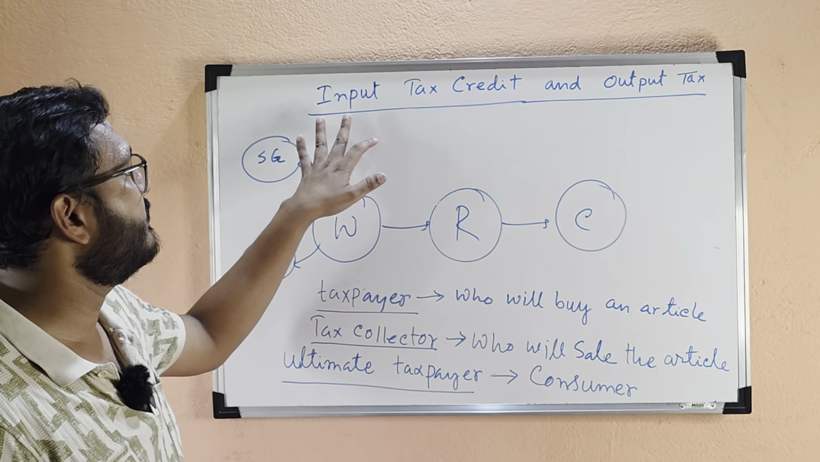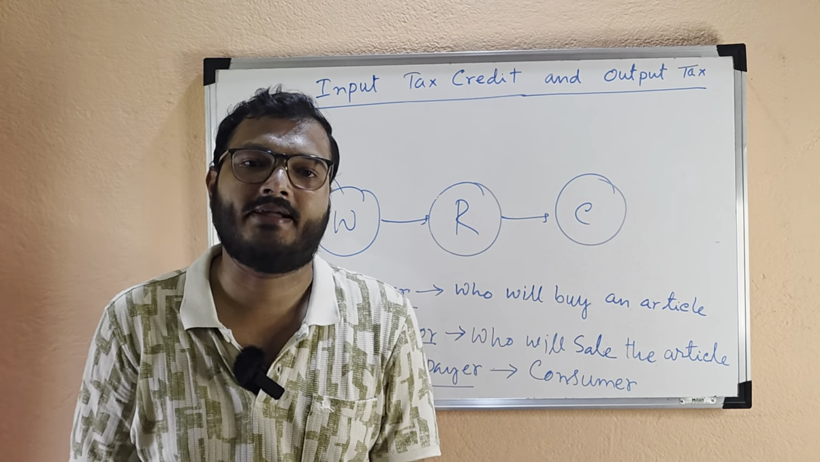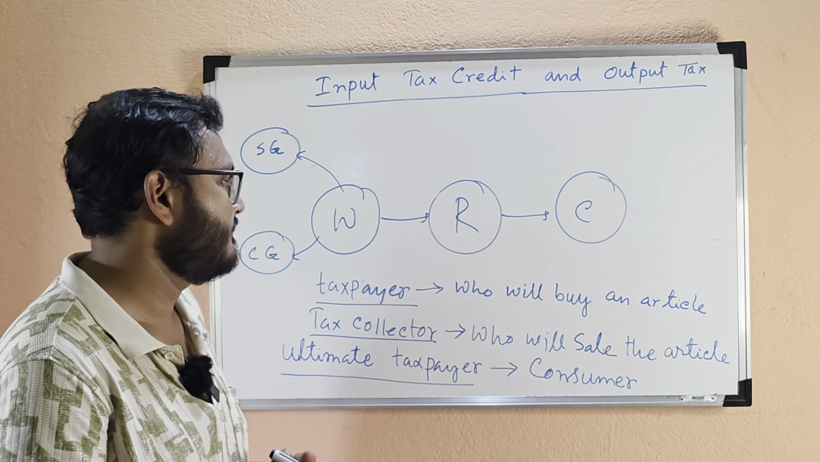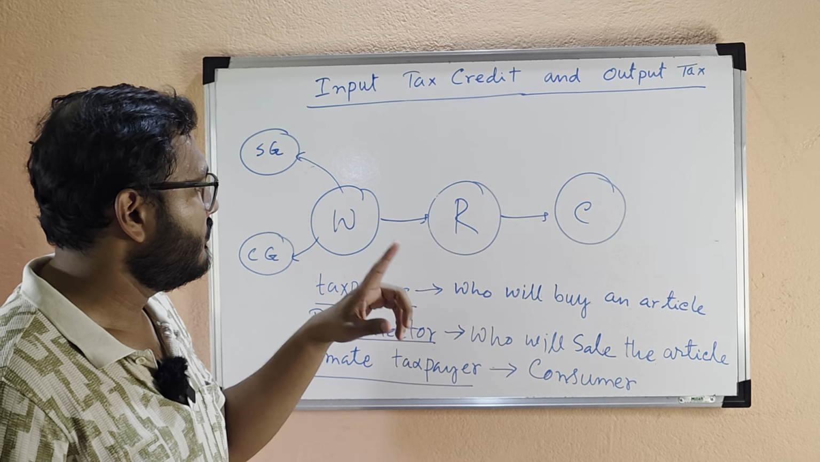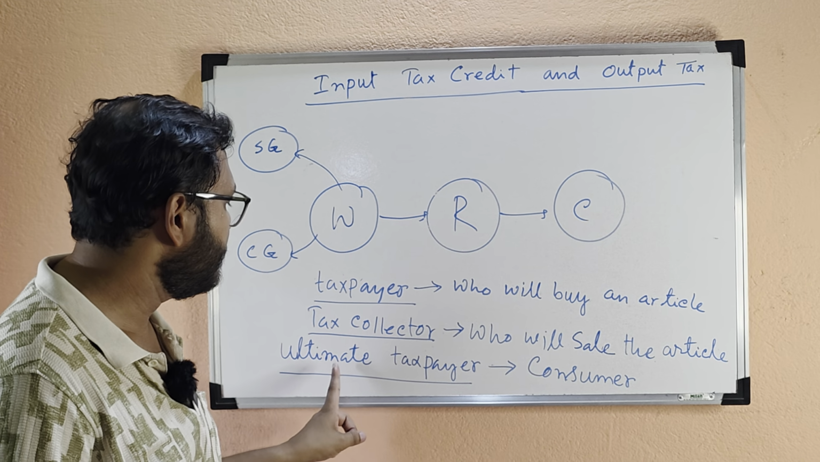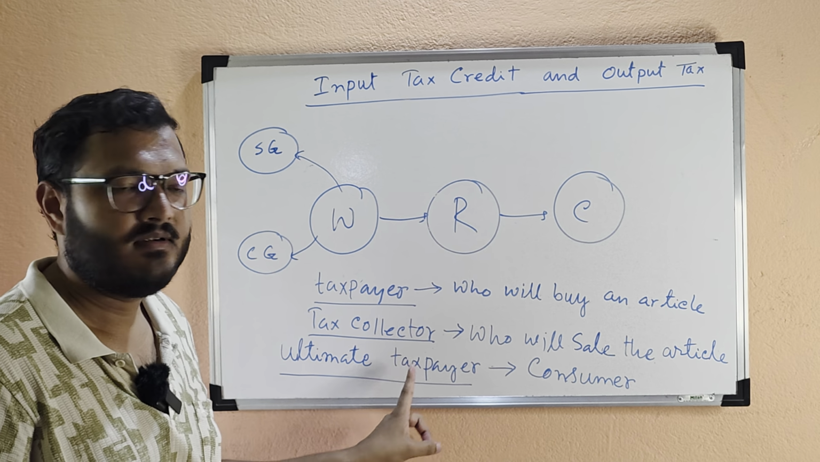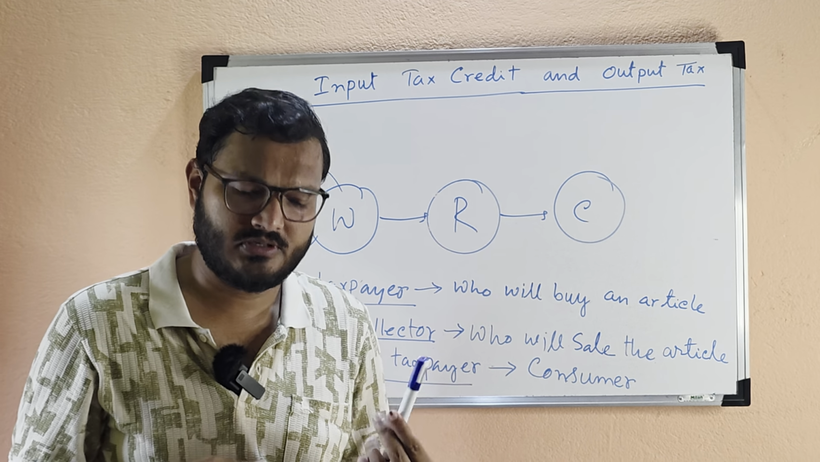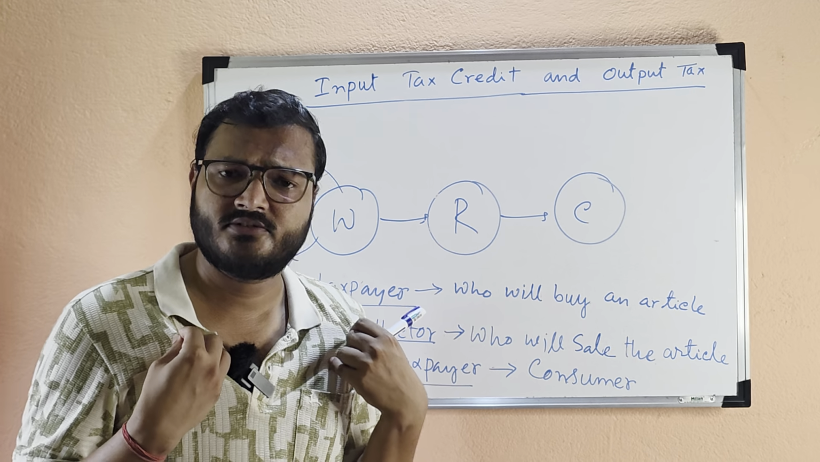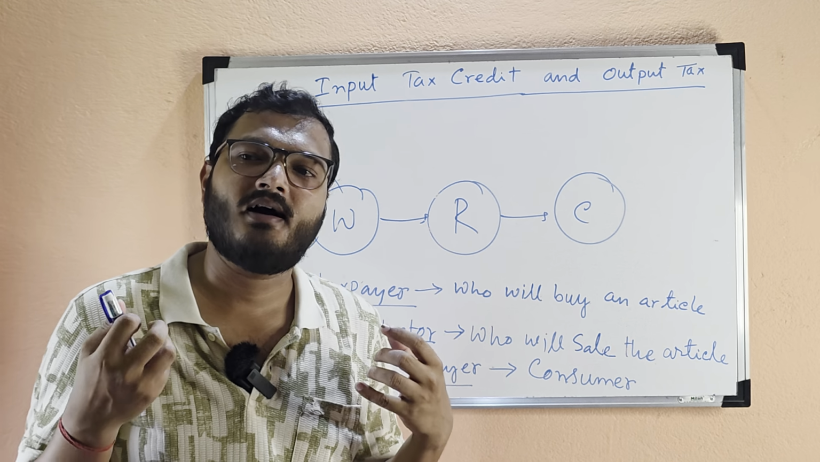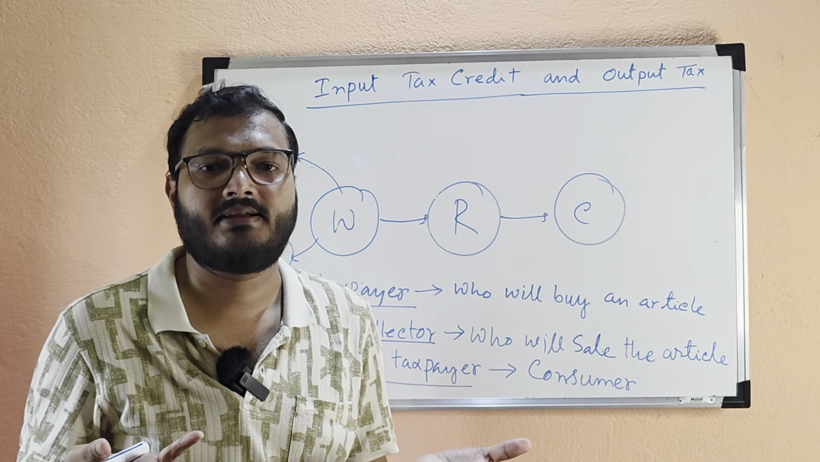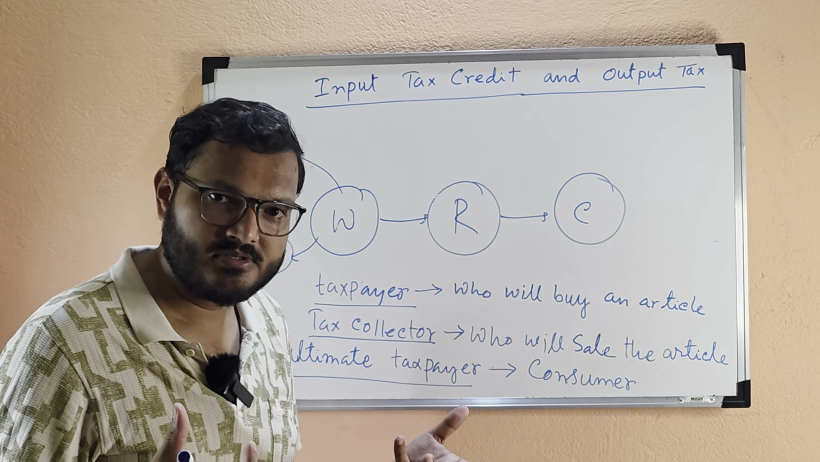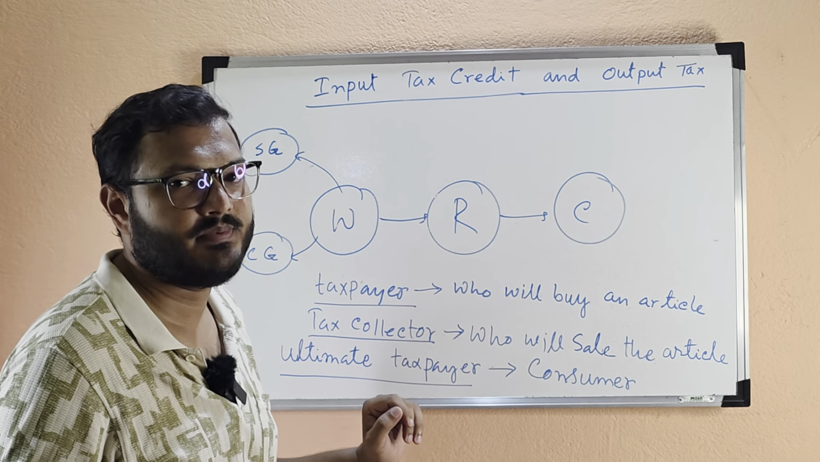Now we'll learn about the input tax credit and output tax. It's a very important thing of this GST chapter. First, we have to know a few things. Who is the ultimate taxpayer? The consumer. This is the pen. I am using this pen, so I am the consumer. Or I am wearing this T-shirt, so I am the consumer. So I finally paid the tax. If I paid 100 rupees tax, I am the ultimate taxpayer.